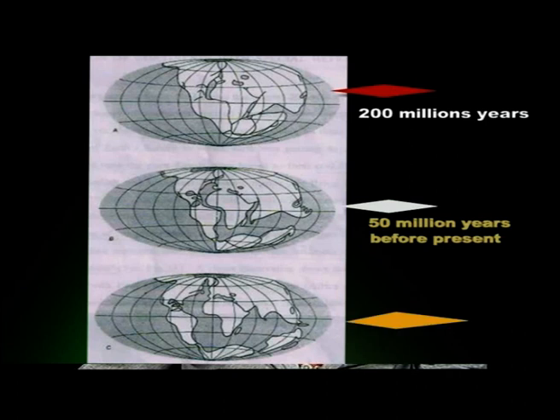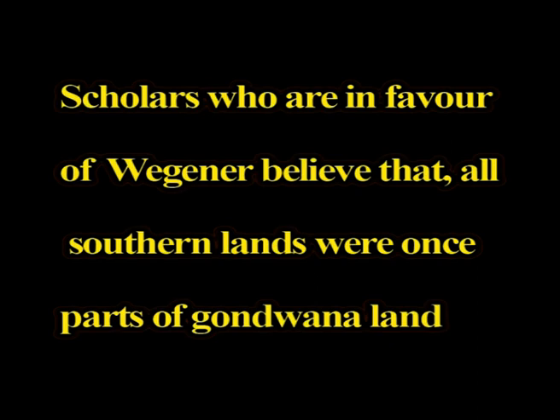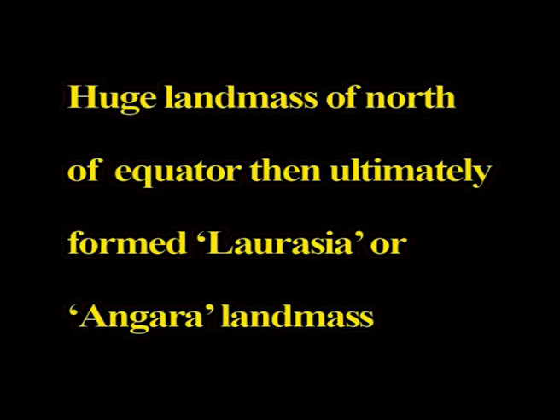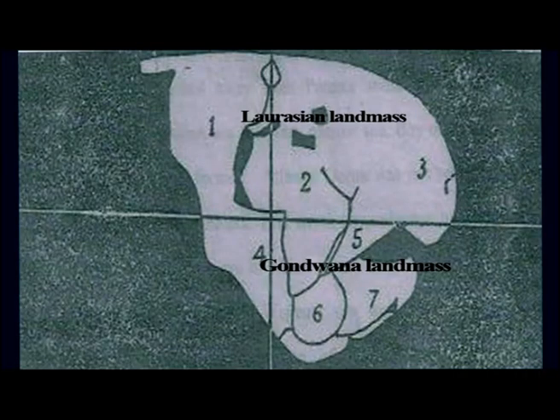Scholars who are in favor of Wegener believed that all southern lands were once parts of Gondwana land. When it broke apart, its central part drifted towards the South Pole to form what is known as Antarctica. For some time, the South Pole was near Durban, that is near Natal of Africa. Huge land masses north of the equator then ultimately formed Laurasia or Angara land mass.